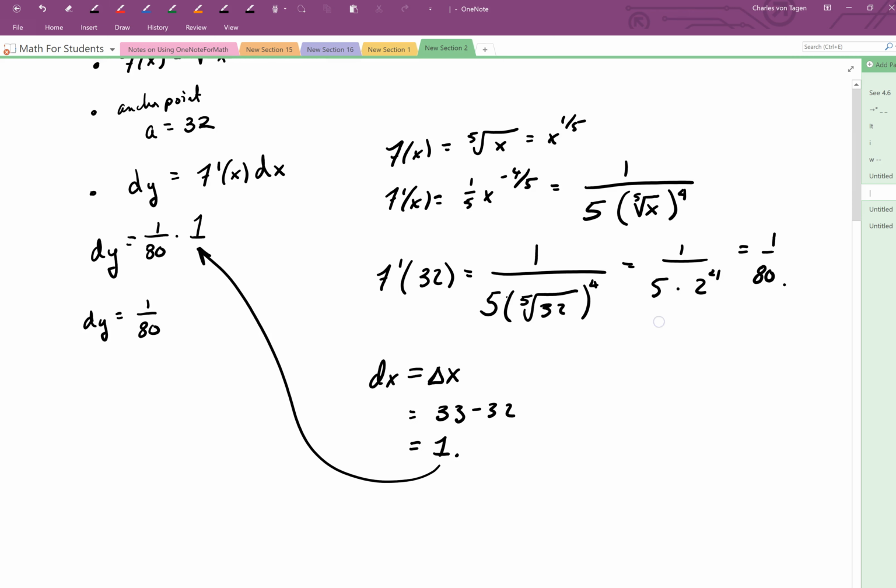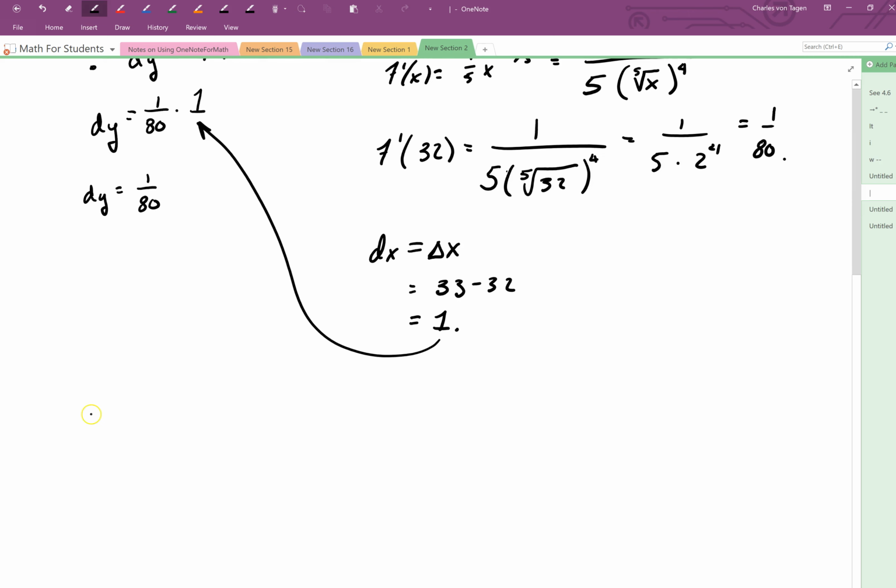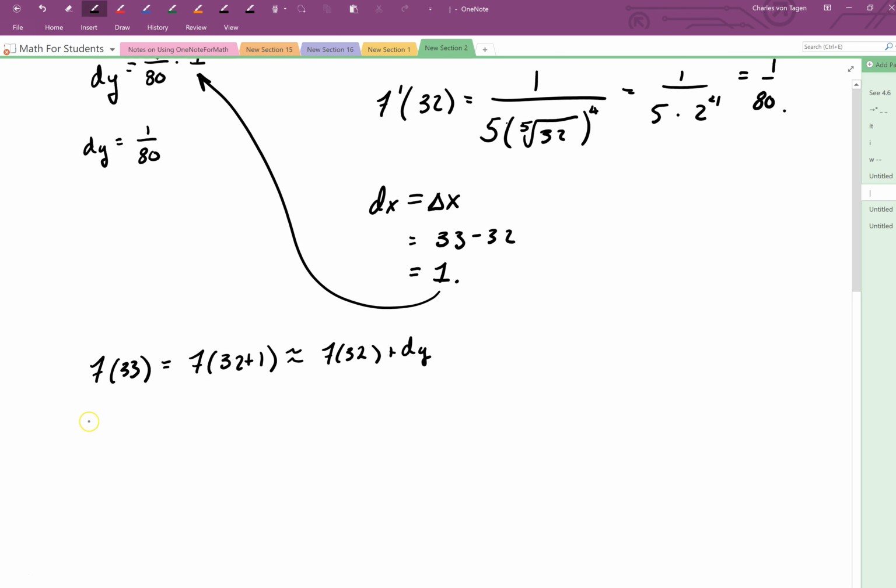Okay. Finally, we make the last statement, which says that f of 33 is equal to f of 32 plus 1, but that is approximately f of 32 plus differential y. So then if I want to know what f of 33 is, we have f of 33 is, excuse me, I should say approximately f of 32 plus 1 over 80.